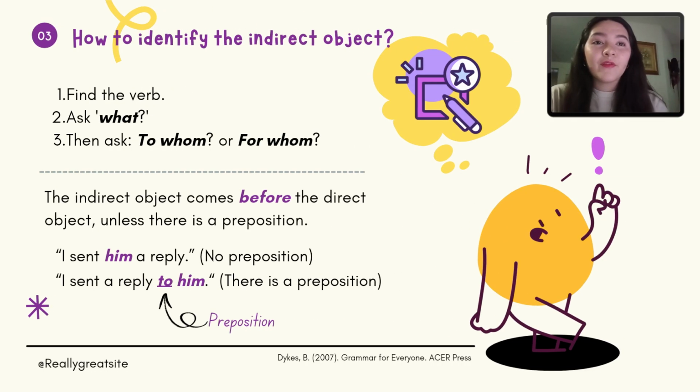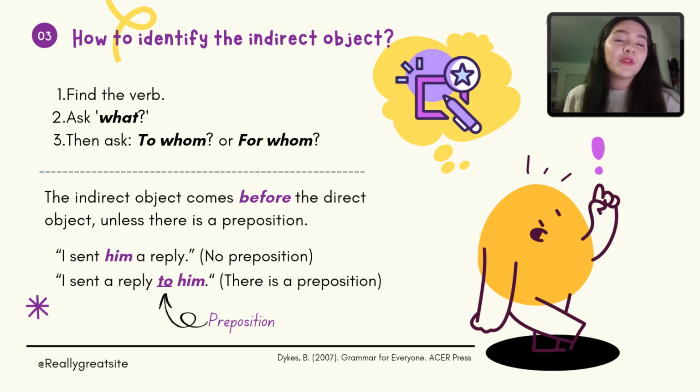Number 1. Find the verb. Number 2. Ask what. That will give you the direct object. And number 3. Ask to whom or for whom, and that will give you the indirect object.